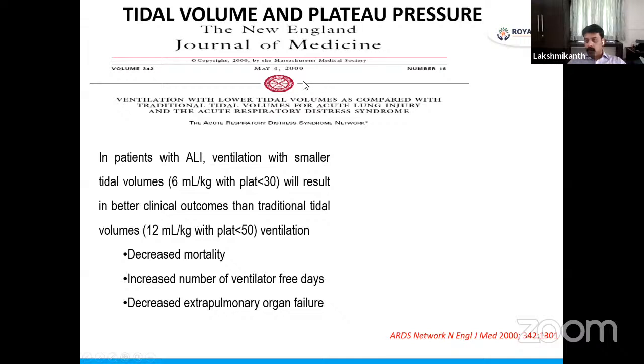During the 1990s and 2000, as we all know, even in anesthesia, we were using high tidal volumes like 10 to 12 ml per kg for all patients. So the traditional tidal volume was 12 ml per kg, and they accepted a plateau pressure of less than 50 in those patients, and they compared these two groups as a whole. What was found is there was a decreased mortality, an increased number of ventilator-free days, and decreased extrapulmonary organ failure. This changed the practice as a whole, and it was the most important. If at all there is one study that you need to know in ARDS, it is this study.